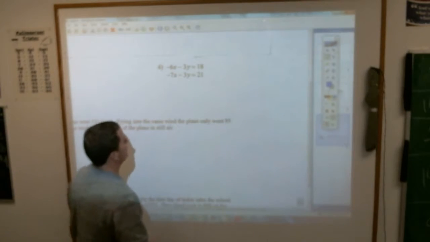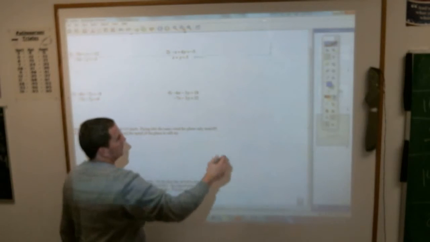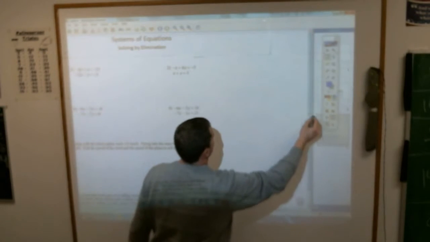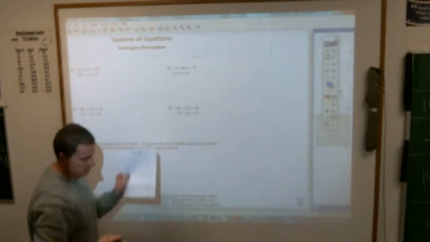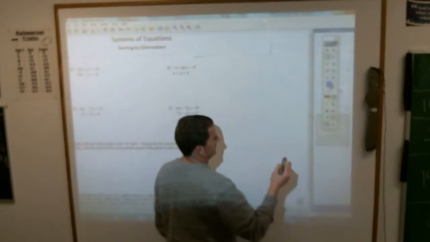Children, we had two different ways we could do it. One was substituting things in, one was graphing. Today, in your notes, is elimination. Okay? And elimination basically is based on this thought process.